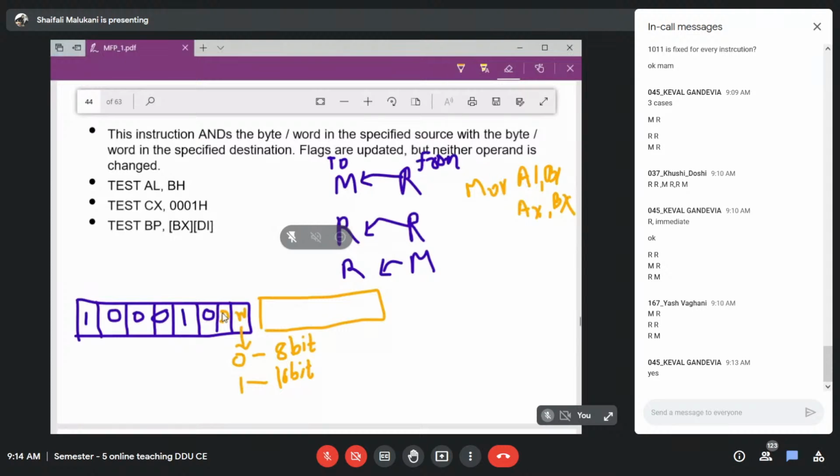Okay, now what is this register? So it indicates the same register values that we had in the last case. If the register bits are 000, suppose, and W is 0, what does it indicate? Which register is indicated? If W is 0 and the register bits are 000, yes, it is AL, right? It is AL.